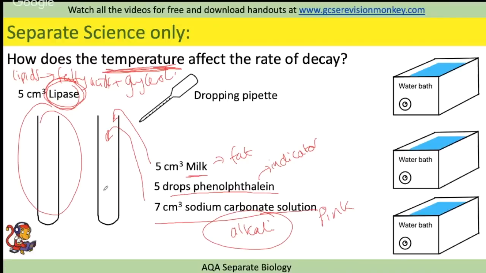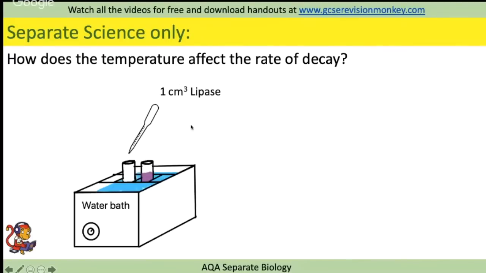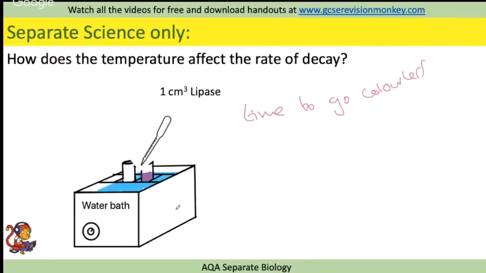So we put all of that into one test tube, and we've got the lipase in another, and we need to put them into the water bath so that they stabilise. We might have one at 30 degrees, for example, 40 degrees and 50 degrees. So it starts off pink, we then need to take 1 centimetres cubed of lipase, once it's made up to temperature, transfer that into the other test tube, and time how long it takes to go colourless. Okay, time to go colourless, and we'd repeat that again for the same temperature, and we'd repeat it for the different water baths.